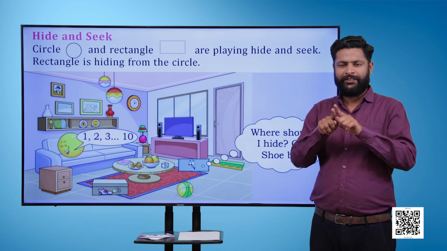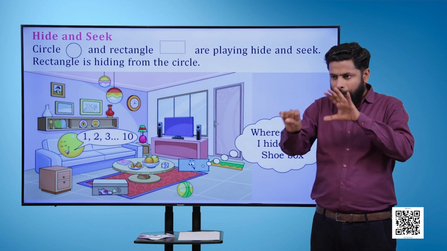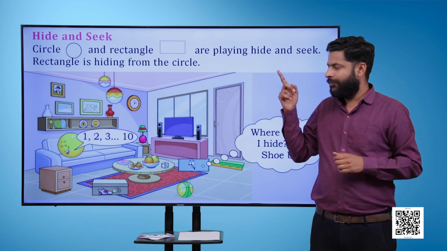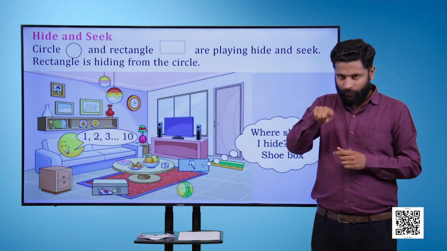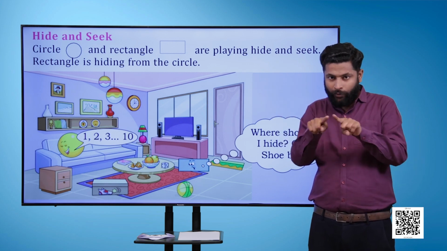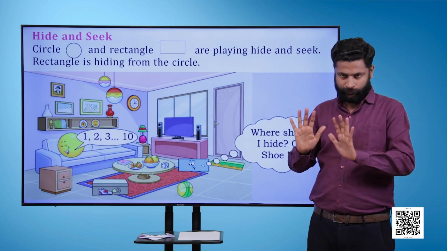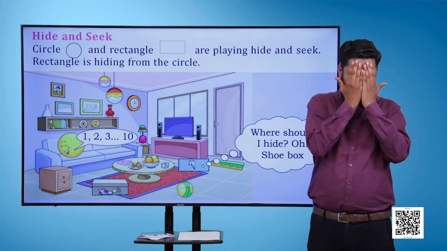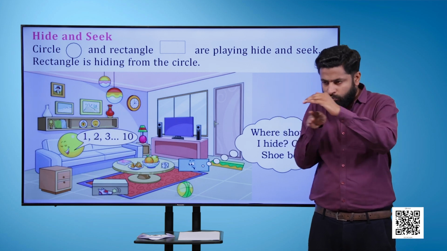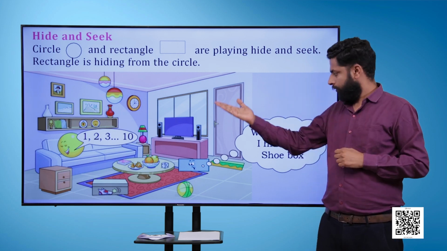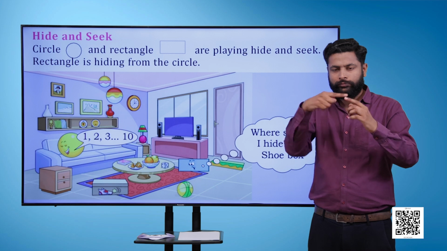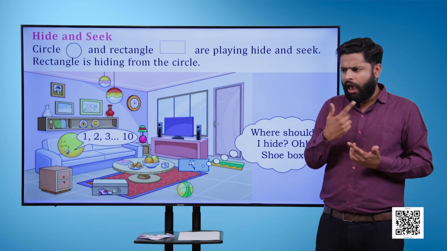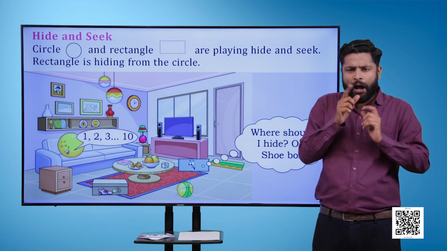Hide and seek. Circle and rectangle are playing hide and seek. Rectangle is hiding from the circle. Here we can see an image of a drawing room. It has various objects of different shapes in it. Circle and rectangle are playing hide and seek. Rectangle is thinking, where should I hide?